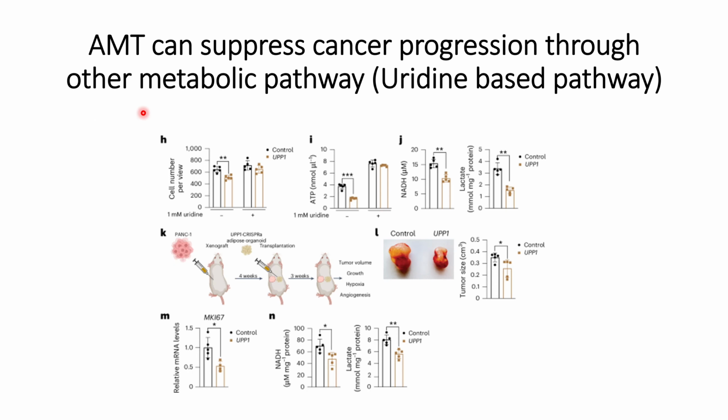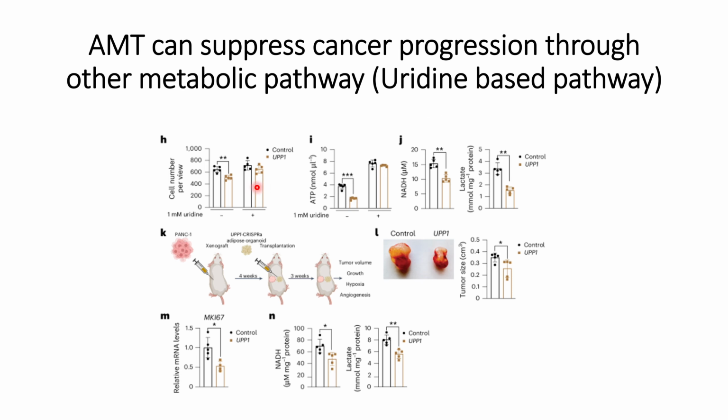In this video, we will discuss whether this AMT, that is adipose manipulation transplantation, can suppress cancer progressions through other metabolic pathways. In the previous videos, we have discussed the suppression of cancer progressions through the manipulation in the adipose, in the glycolytic genes or fatty acid oxidation pathway. Here we will discuss if we disrupt these uridine based pathways, whether it can also suppress the cancer progressions or not.